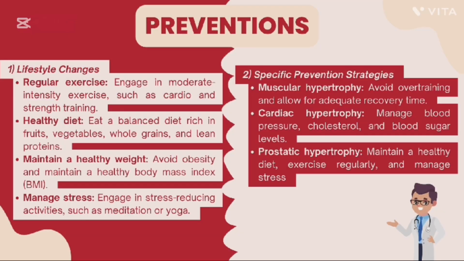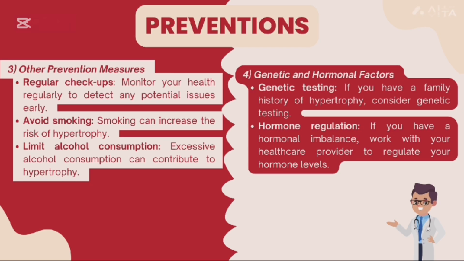For prevention, the first thing we can do is lifestyle changes, which include exercise, going for a healthy diet, maintaining a weight according to our BMI, and managing stress. The second one is specific prevention strategies, for example, for muscle hypertrophy, we should avoid overtraining. For cardiac hypertrophy, we should manage blood pressure, cholesterol, and blood sugar. And for prostatic hypertrophy, we should maintain a healthy diet. The other preventive measures include regular checkups, avoiding smoking, and limiting alcohol consumption. And if you have a family history of hypertrophy, we should go for genetic testing and hormonal regulation.